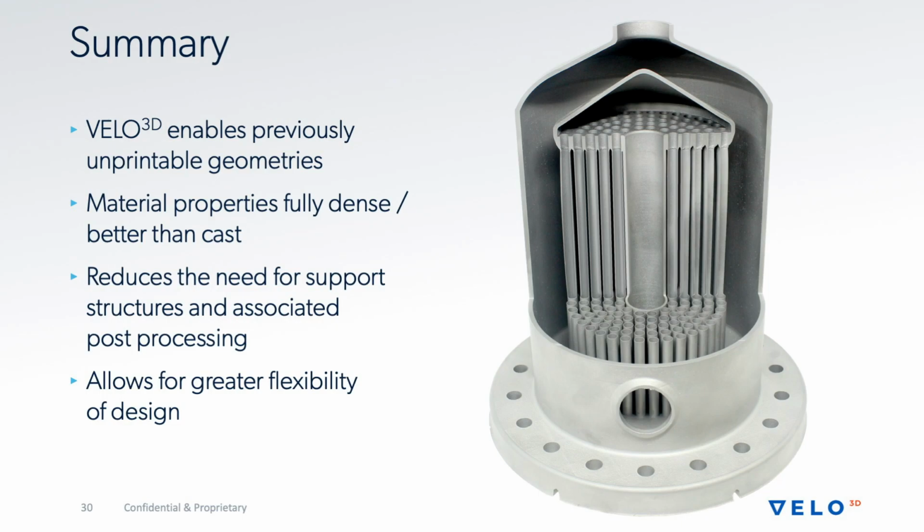So, at a real high level, just to go over some of the key notes: Velo 3D, with its advanced process control, advanced metrology and hardware control, is enabling geometries that couldn't be printed before, or that didn't make sense from a business case standpoint to print before. It offers material that's fully dense out of the system, better than cast, and on par with the best of the laser powder bed systems that are out there. It reduces the need for support and the associated post-processing, and will improve business cases for parts that are already being printed.